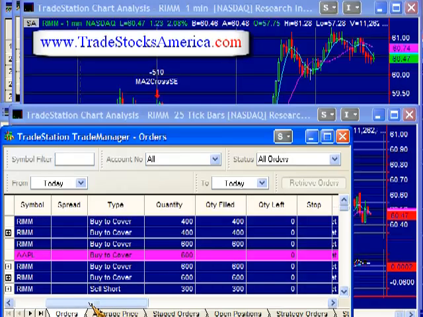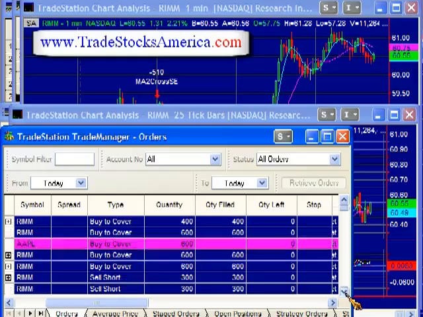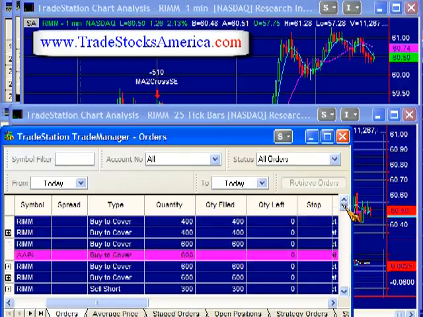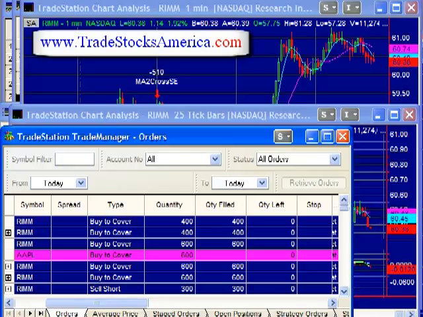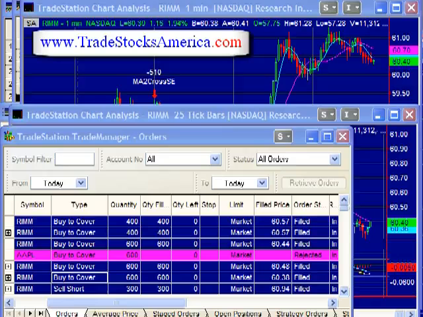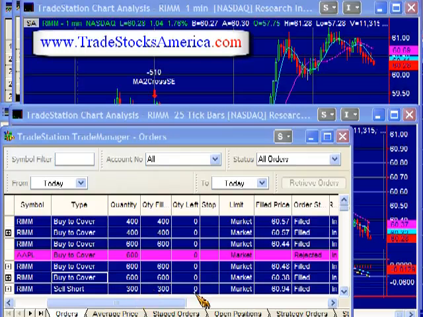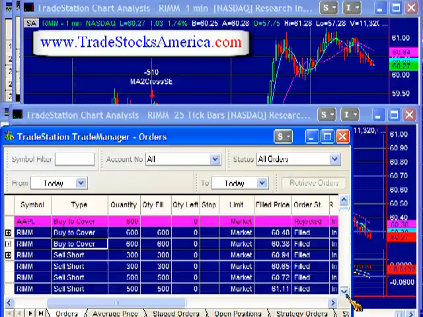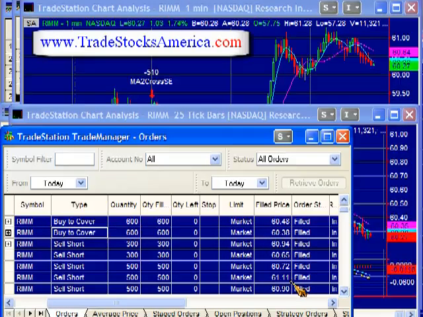You can see my orders here. Let's see the prices. Let me clean this up for you, make it a little easier so you can read. Okay. Let's take a look at some of these orders here. We sold short here at 60.94. Let's scroll down here for a second. Here's some orders where we sold short right there.